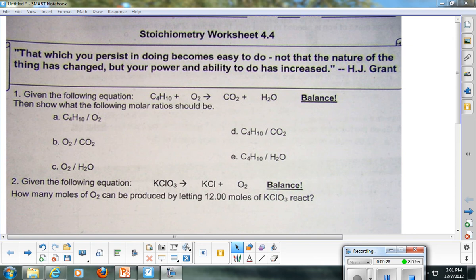Okay, we're going to start with number 1 here. I'm going to have you balance the equation. If you're watching this on video, go ahead and pause this at this point. Try and balance this equation on your own and then come back.